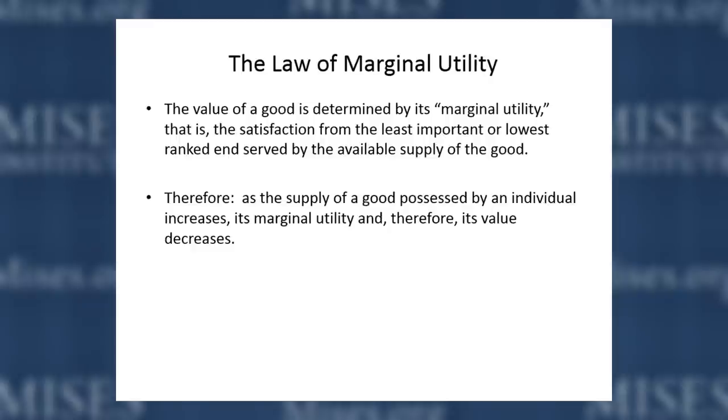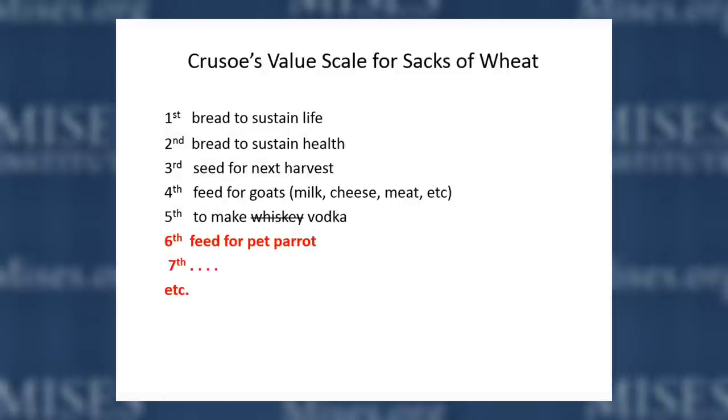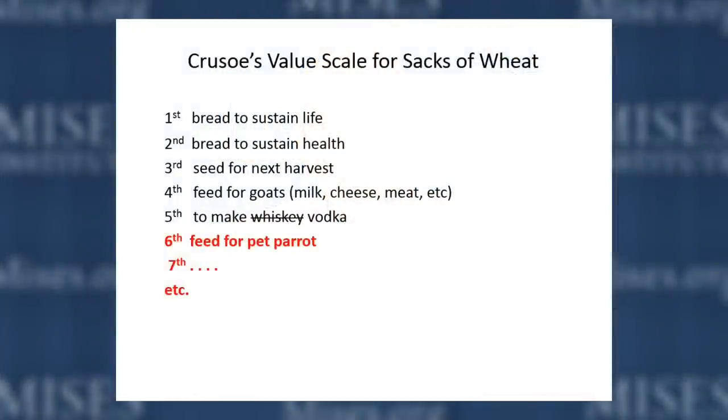And so now let me show you an example. This is an example very like the one that Menger used. Robinson Crusoe harvests five sacks of wheat and wants to use them. It's an economic good. They're scarce, so he has to economize. Therefore, he has to rank the different ends for which he will use the wheat, according to which is most important to him. There's no quantity of utility here. He just ranks them first, second, third, fourth. He uses ordinal numbers and not cardinal numbers, not quantities.